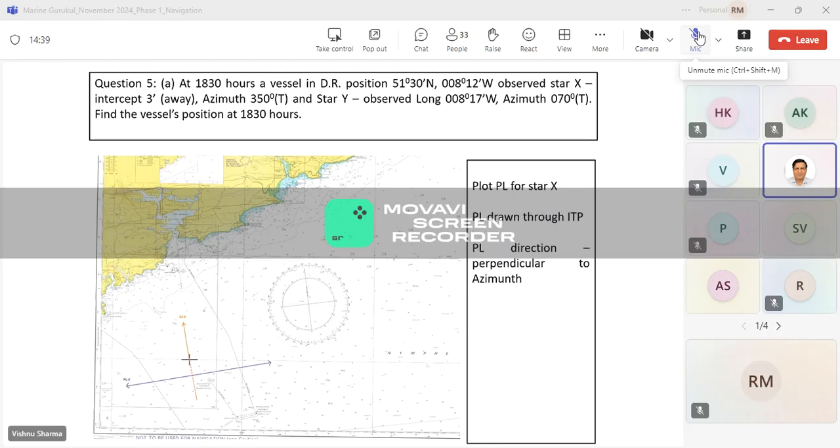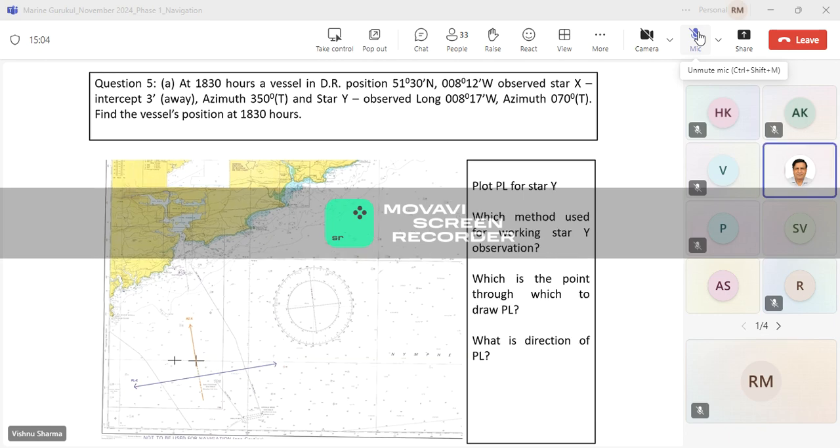Is this going to be the PL for X? Anybody who has doubt, let me know. Yes or no? Clear. Yes, sir. Right? Please remember, celestial PLs are to be represented by a single arrow at each end.